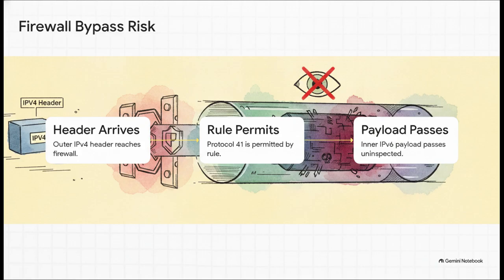Step 1. The outer IPv4 header hits your perimeter firewall. Step 2. Because you actually need the tunnel to work for production, your firewall has an explicit rule permitting Protocol 41. It looks at the outer header, sees the approved protocol, and says, yep, come on in. Step 3. The inner IPv6 payload, which could literally be packing malicious code targeted at an internal server, slips by completely uninspected. The firewall basically checked the return address on the outer envelope, approved the delivery, and never once looked at the dangerous letter hidden inside.